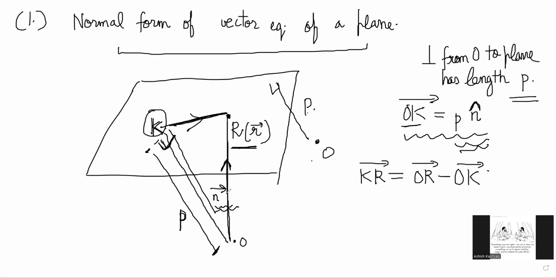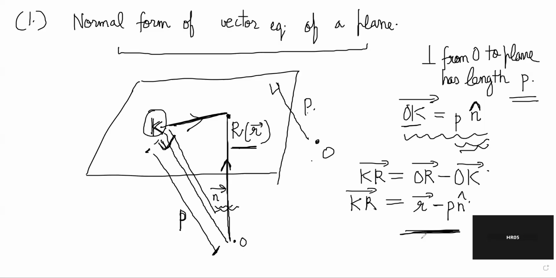Is everyone understanding what I'm saying right now? Yes, sir. So therefore, it would be r vector minus p n, right? Kr. Correct? Yes, sir.